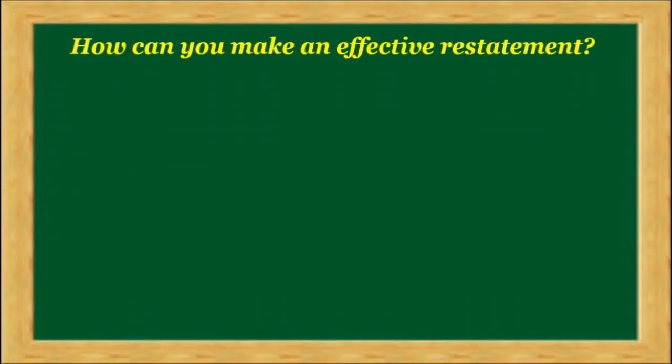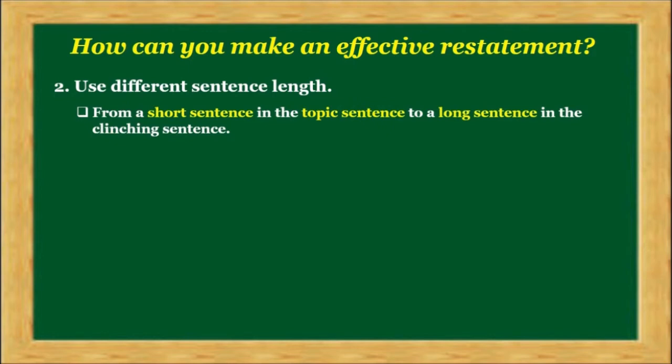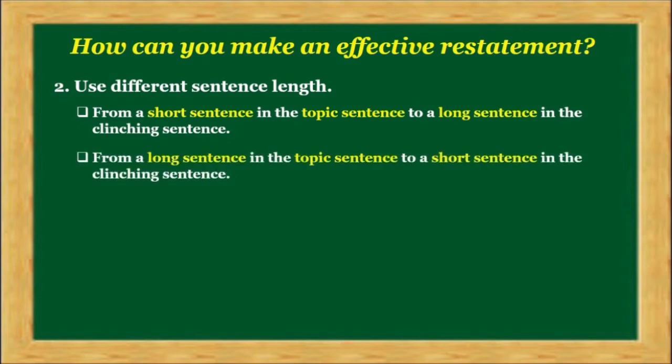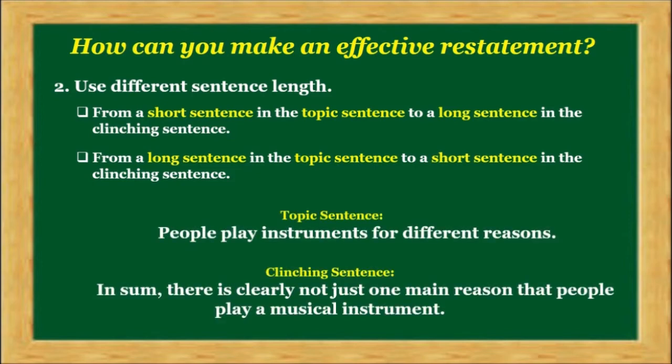The restatement in your clinching sentence should be different from the topic not only in its words but also in its structure. That means, to make an effective restatement, you have to use different sentence length. That is, from a short sentence in the topic sentence to a long sentence in the clinching sentence, or from a long sentence in the topic sentence to a short sentence in the clinching sentence. For example, noticeably from the example, the topic sentence is shorter than the clinching sentence.